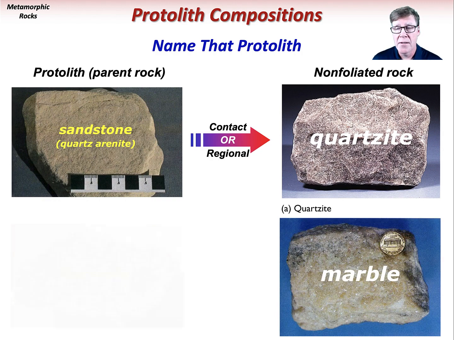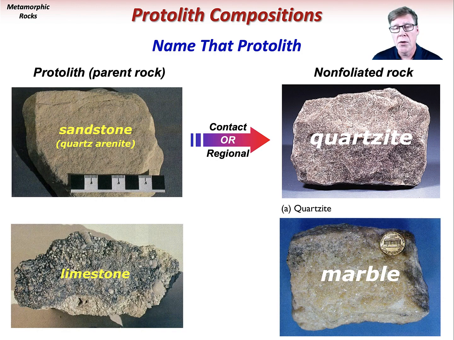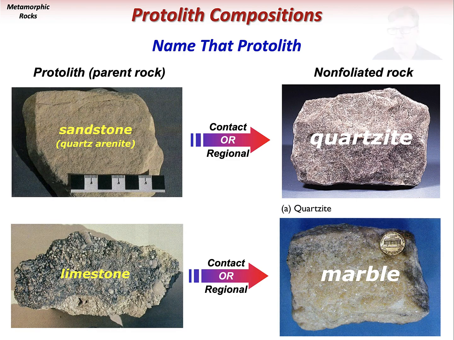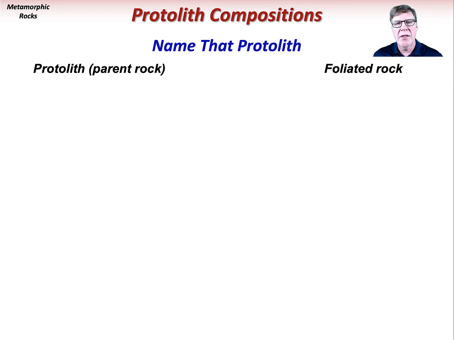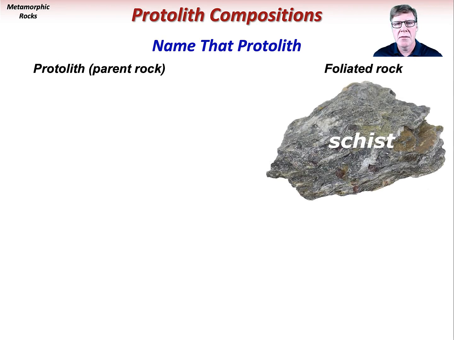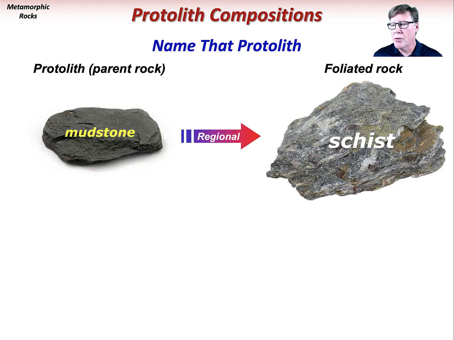Right again, limestone, or dolostone, through contact or even regional metamorphism. A likely protolith for the metamorphic rock schist is, yes, mudstone, through regional metamorphism.